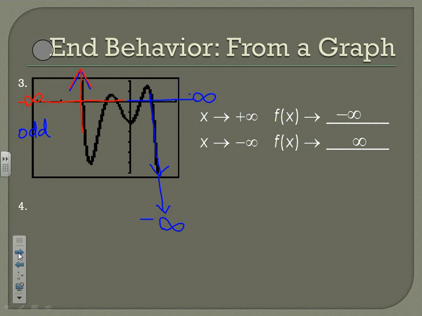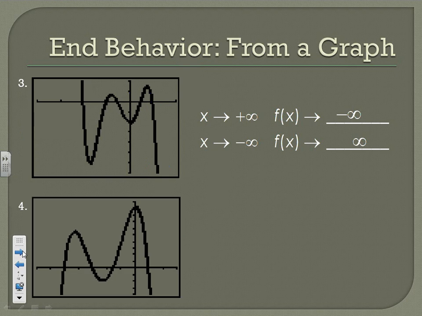All right, number 4. Okay, in number 4, if I look at my arrows first, they're both pointing down. So if my arrows are going in the same direction, I know they're even. This is an even function.